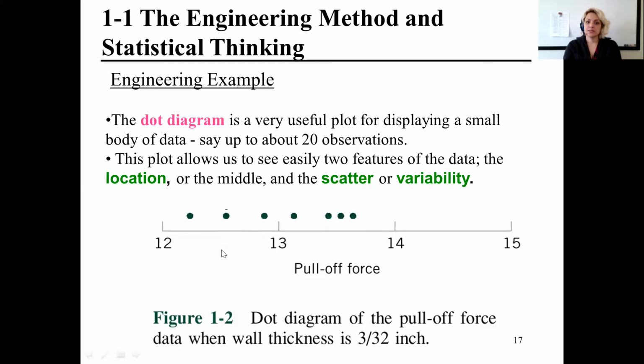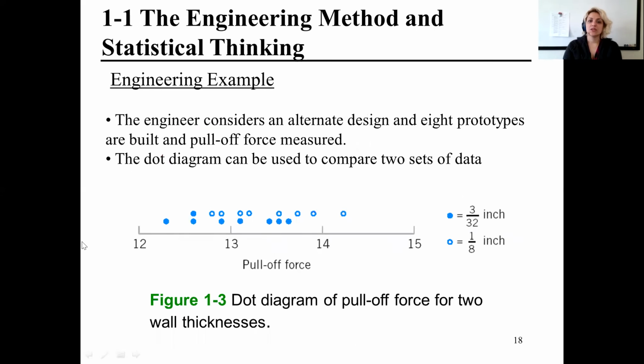This plot allows us to easily see two features of the data: the location, or the middle of it, for example, and the scatter or variability of it. Because when we say that the middle is around here, you can see what would be the deviation from it. So the engineer considers an alternate design, and again, it's going to get 8 data points.